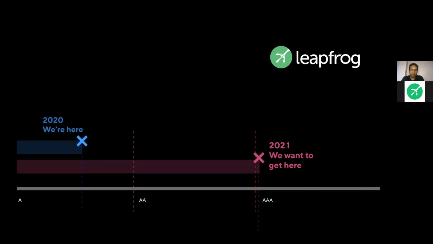So that is what we're trying to do going forward. This is also something that you'll see in our next quarterly all hands, where we will be talking about laying out a plan for creating an accessibility roadmap for the coming months and coming quarters in Leapfrog.